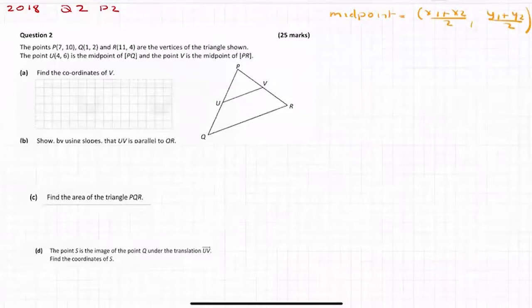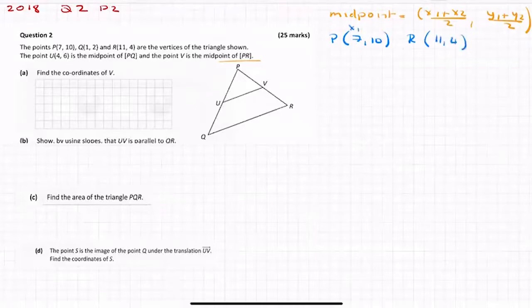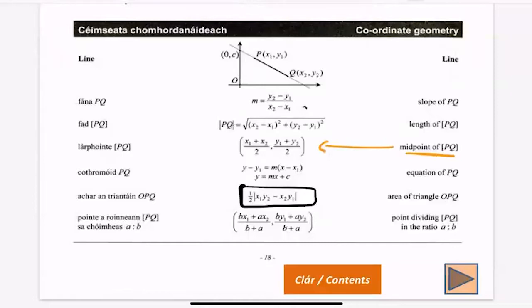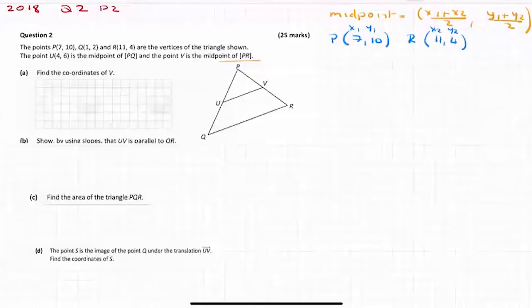So if it's the midpoint of PR that we're finding, P is (7,10), R is (11,4): x1, y1, x2, y2. Okay, so you label the points. If you forget, it's here in the log tables, so go back and remind yourself. And you put them into the formula.